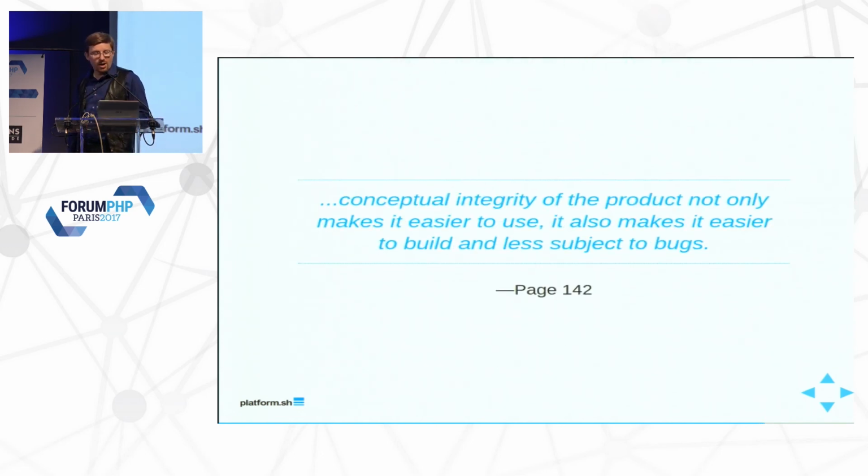The conceptual integrity of a product not only makes it easier to use, but easier to build and less subject to bugs. Because just as the user only needs one mental model to keep track of, the developer needs only one mental model to keep track of. Domain-driven design, who's heard of that phrase? Same concept, one mental model to have to think about, one set of nouns to think about, means the system is easier to build and you're gonna have fewer mismatches in the system.